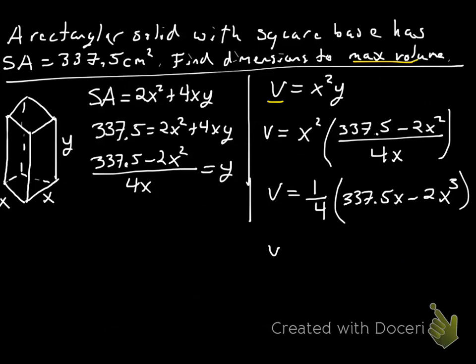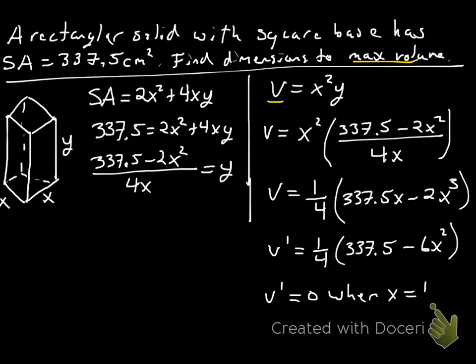So V prime, or the derivative of the volume, is 1/4 times 337.5 minus 6x squared. In the interest of lack of real estate, you can solve this on your own, set it equal to 0, and you're going to get x is plus and minus 7.5, but since we're talking area, we only want the positive version. So 7.5 is our critical number, and we're going to test our derivative around that.